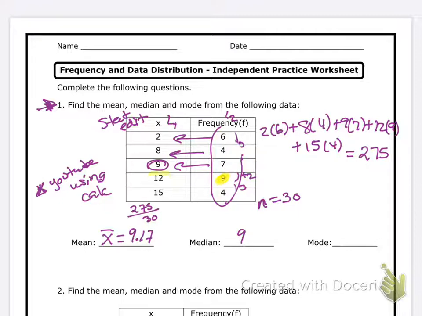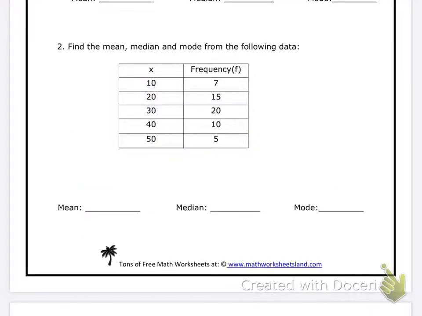So that means 12 is your mode, right? Because 12 occurred the most. The most kids were 12 years old. Does that make sense? So don't tell me 9. That's the frequency. These are the numbers, the values that you should be using. So the 9.17 means average age, assuming this was age, right? The median is 9 years old. It has nothing to do with this frequency side. And then the mode is 12 years old. Does that make sense? So let's look at another one.